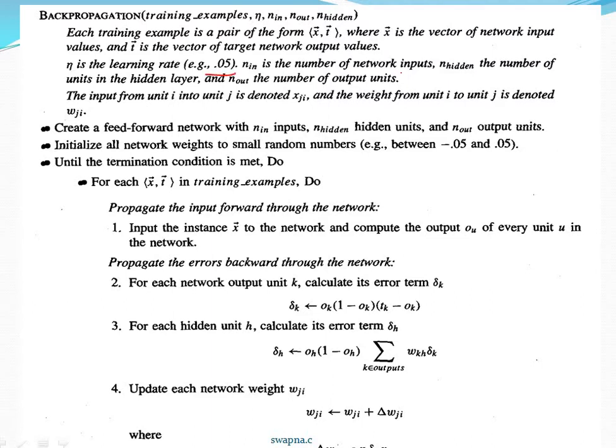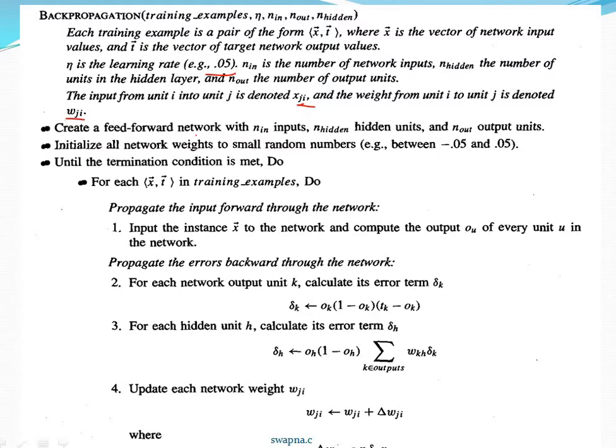N in is the number of network inputs. N hidden is the number of units in the hidden layer, and N out is the number of output units. These are the input units, these are the hidden units, and these are the output units. The input from unit I to J is denoted like this, and the weight on this input signal is WJI, from the connection from unit I to unit J.